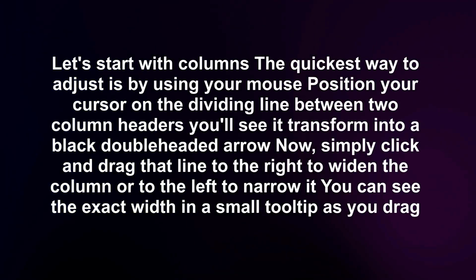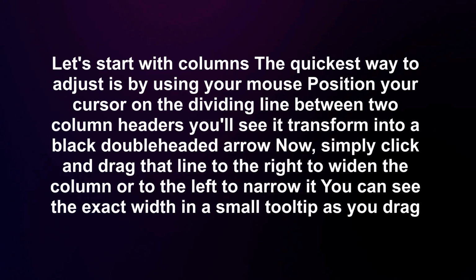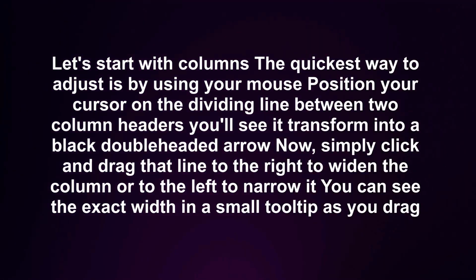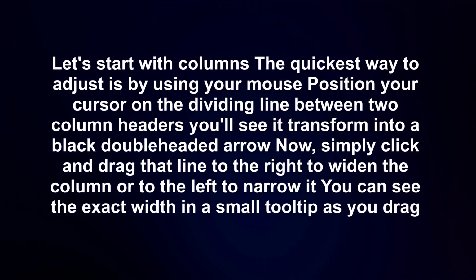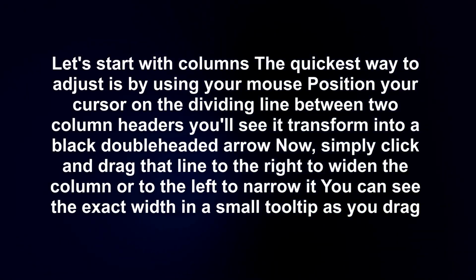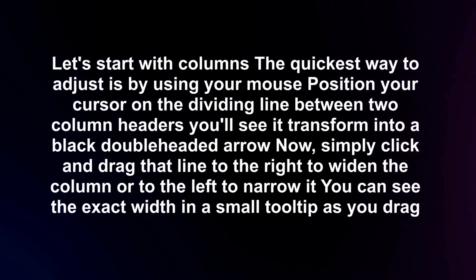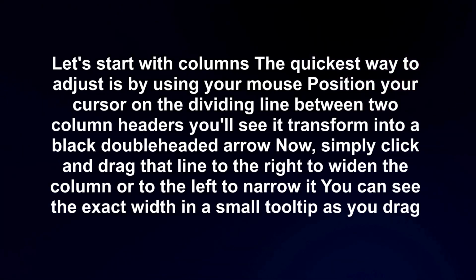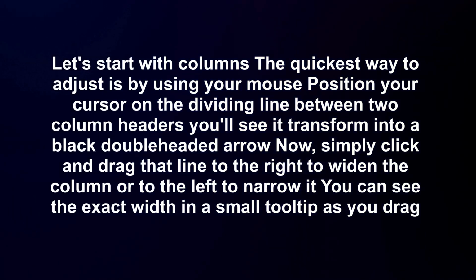The quickest way to adjust is by using your mouse. Position your cursor on the dividing line between two column headers. You'll see it transform into a black double-headed arrow. Now simply click and drag that line to the right to widen the column or to the left to narrow it. You can see the exact width in a small tooltip as you drag.